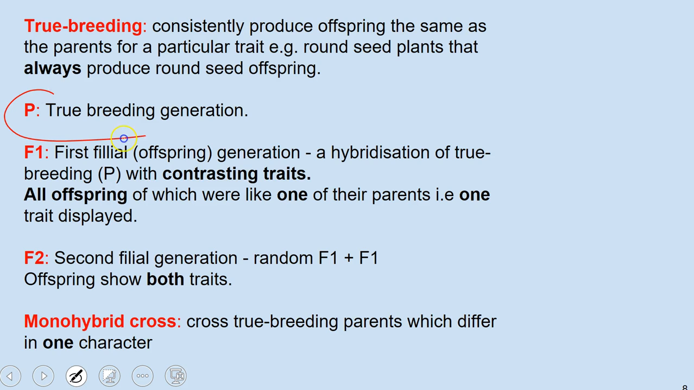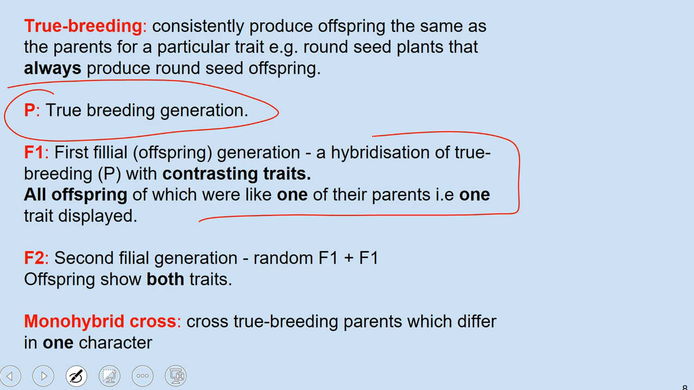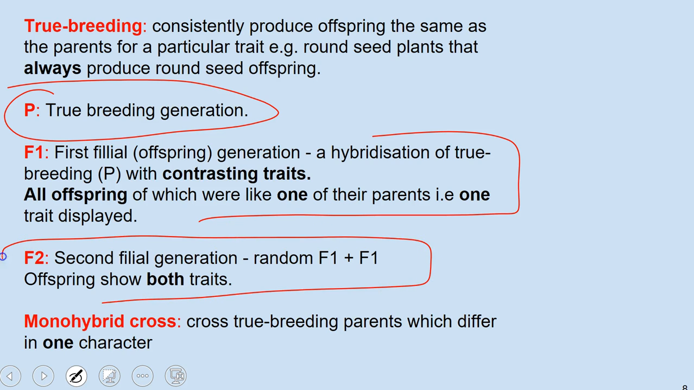So with this, we have P, which stands for the parent generation or the true breeding generation. And then we use these terms F1 and F2 to refer to the filial offspring generation. So these will have the combinations of the traits from the parental generation, the P generation. We look at the traits that have been produced and then can work out what the parents were. The second filial generation is if we take two from here and breed those again, and we can see what traits turn up.